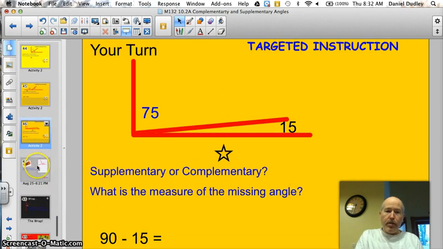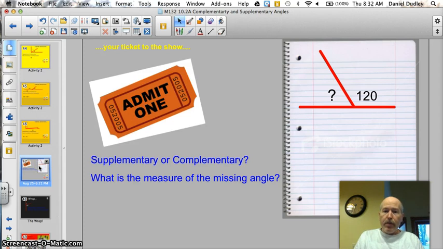All right, here is your target. Take a look at these two angles, identify them, identify the angles if they are supplementary or complementary, and find the measure of the missing angle. Go ahead and write those down. And let's get to our target.